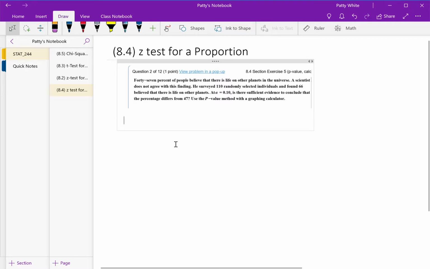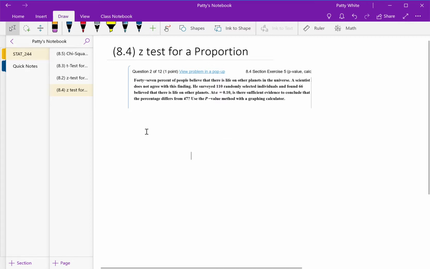Today we're going to look at an example of a one-sample z-test for a proportion. This problem came from your homework assignment and I received a lot of emails on it, so it has a couple little tricks in it that we'll go over. Our first step is to read it and decode it.